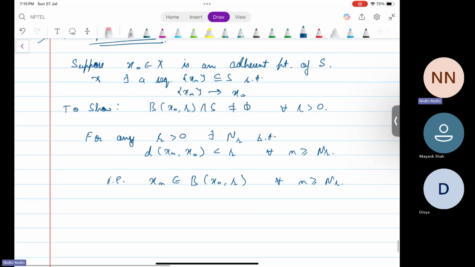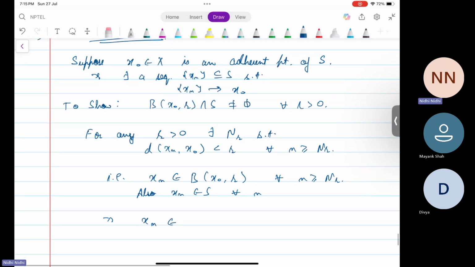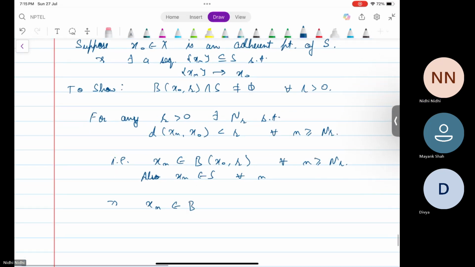And since xn belongs to S for every n, this implies xn belongs to B(x naught, r) intersection S for every n greater than or equal to nr.